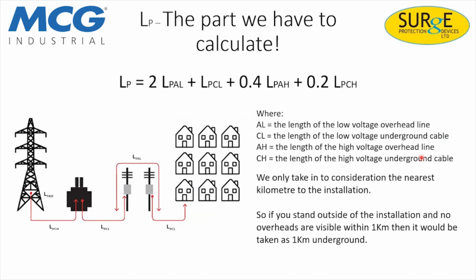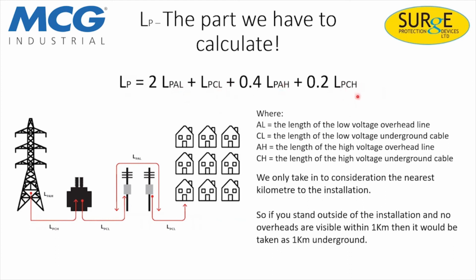The LP part we have to calculate. So our LP equals 2 LPAL plus LPCL plus 0.4 LPAH plus 0.2 LPCH. Now, if any of you are not mathematicians, like I'm not generally, that probably scares the life out of you anyway. But it's not that bad. If we break it down a little bit, LP is just what we're trying to calculate. AL is above ground low voltage, so above is A, C is concealed low voltage. So we've got above ground low voltage, concealed low voltage, so underground, above ground high voltage, concealed high voltage.